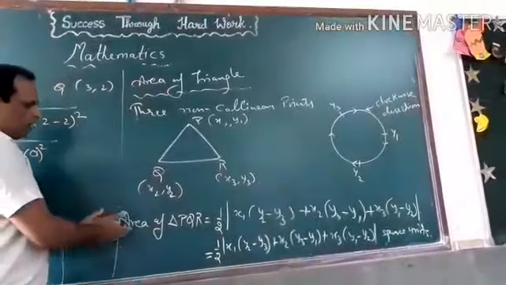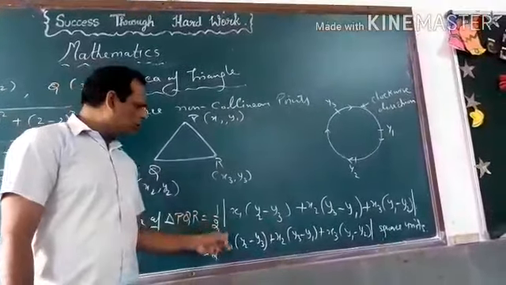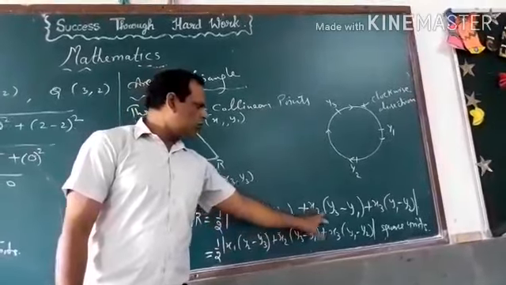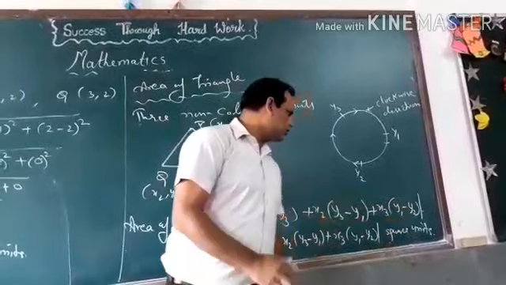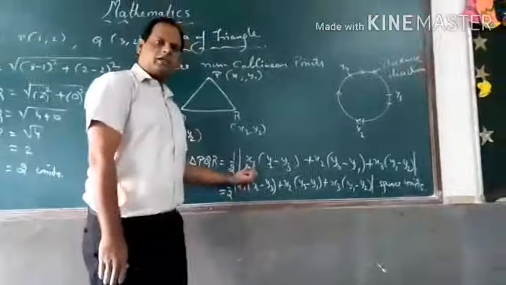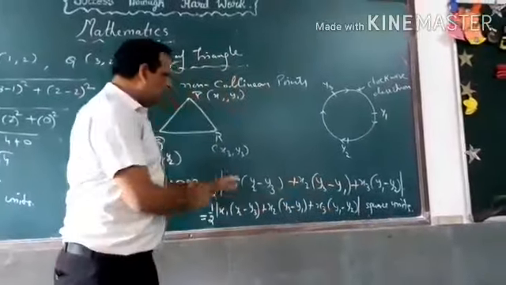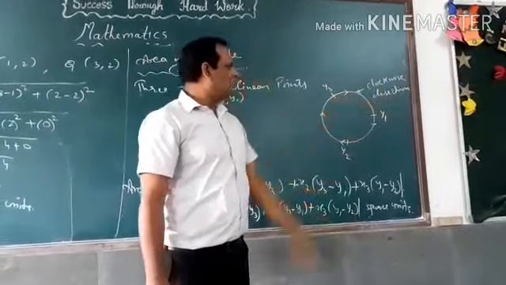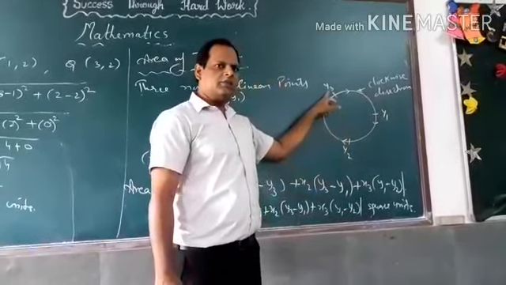Now the area of triangle PQR is equal to 1 by 2 times x1 (y2 minus y3) plus x2 (y3 minus y1) plus x3 (y1 minus y2). How do we learn this formula? We see here, first I write x1, x2, x3 in a bracket. In the bracket we use this clockwise direction circle. I represent here y1, y2, y3.